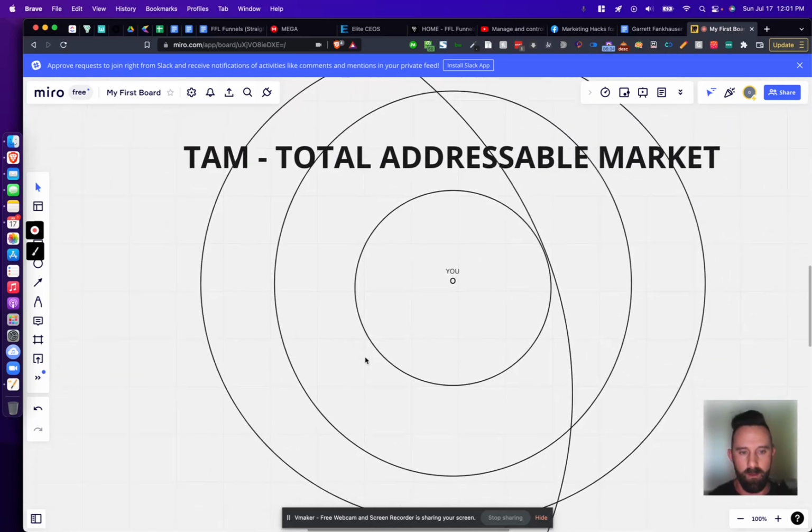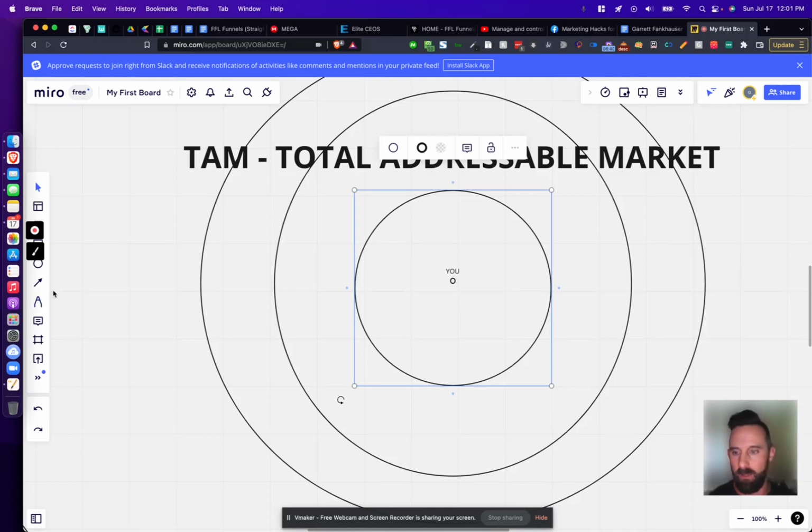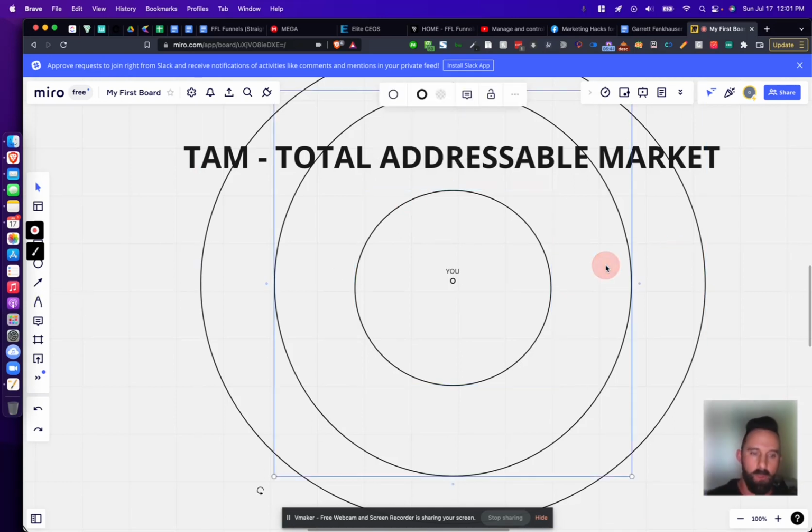Oops, I messed up that circle. You're literally going to be stuck right here in this very first bubble, right? You're going to be stuck inside of this little bubble. Without being able to expand your TAM, you're not going to be able to expand your business. I mean, there's really no other way to do it.